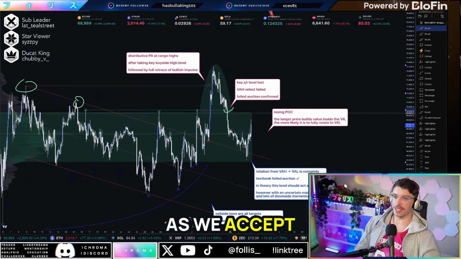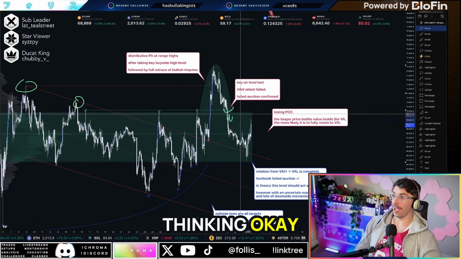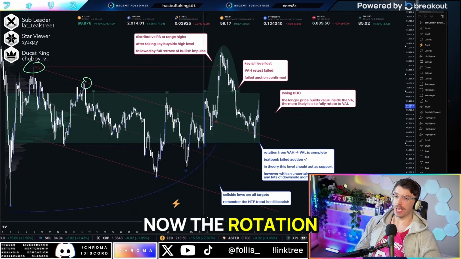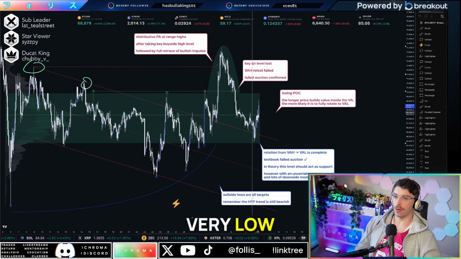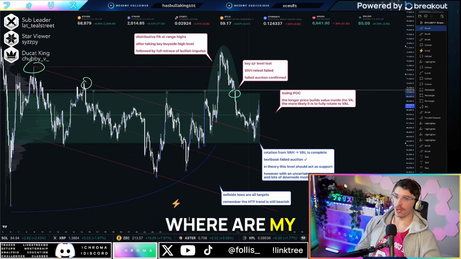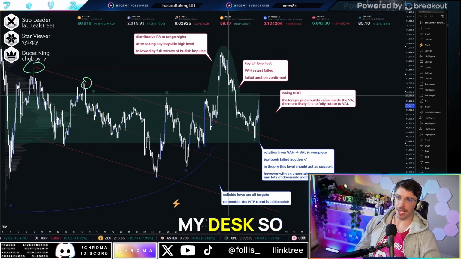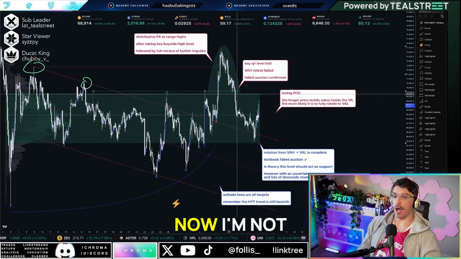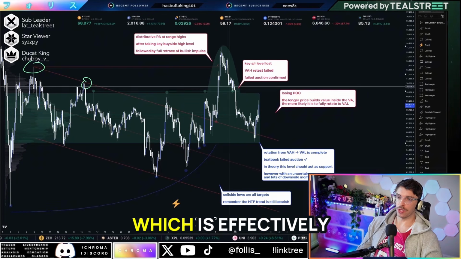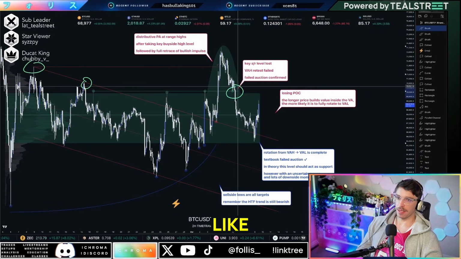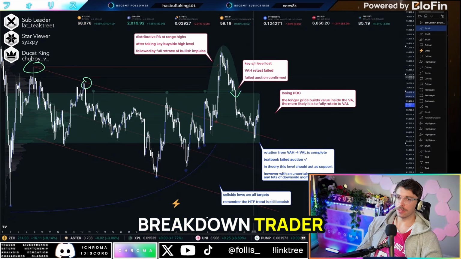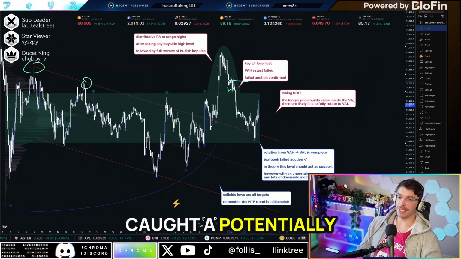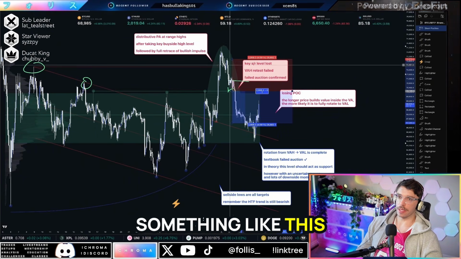But as soon as we accept back inside, you should be thinking, okay, this is a failed auction. Bulls failed to auction price higher. Now the rotation is on. The rotation to value area low. At this point, you should have been thinking, where are my shorts at, right? Now, I wasn't at my desk, so I didn't catch anything, right? But that is potentially what you should have been doing. Now, I'm not a breakout trader, which is effectively what this trade would have been like, or rather a breakdown trader. But if you could have caught something here with your invalidation up here, you would have caught potentially a very nice short, something like this.